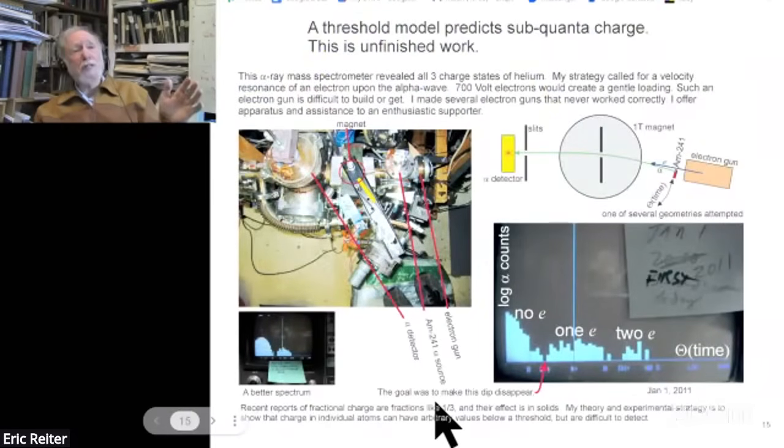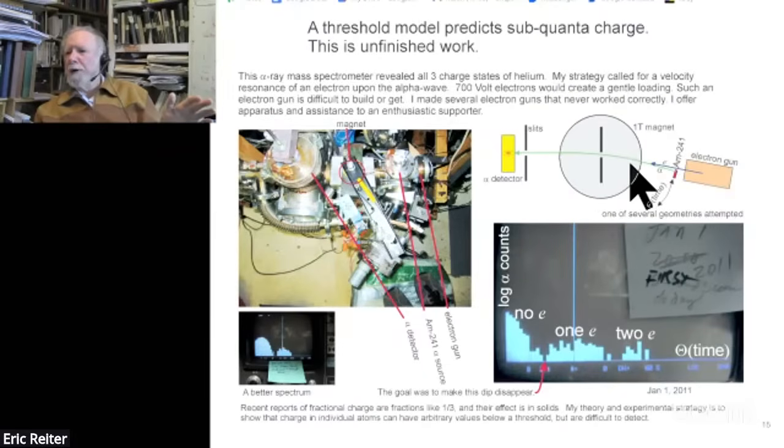There's unfinished work. I was trying to see the fractional charge. I spent years, and it could still work, but it never worked. I made a mass spectrometer of the alpha ray to see the three charge states of helium, and I was intending to change this dip to make it go up by putting an electron gun on it. This could still work. I had trouble making the electron gun.